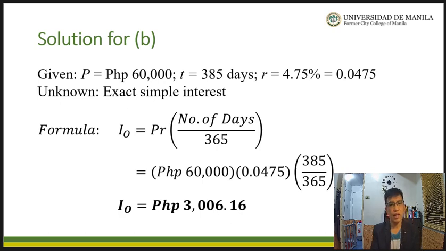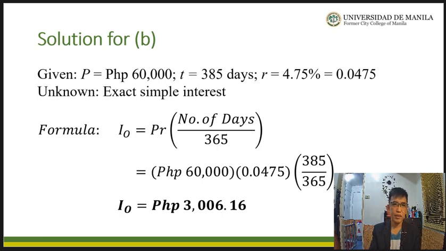Okay, therefore, Bongbong will receive an amount of 3,047.92 if he opts to invest the money using the ordinary simple interest, while he will receive 3,006 pesos point 16 centavos if he opts to invest the money using the exact simple interest. Okay?